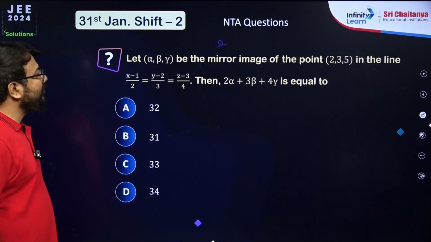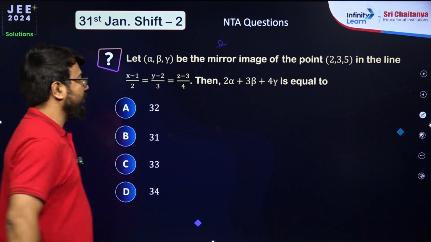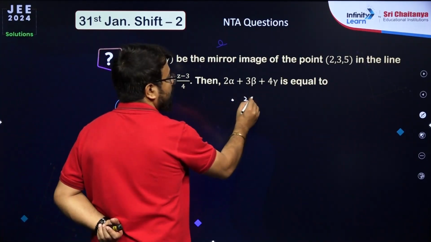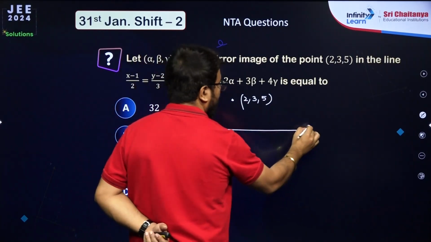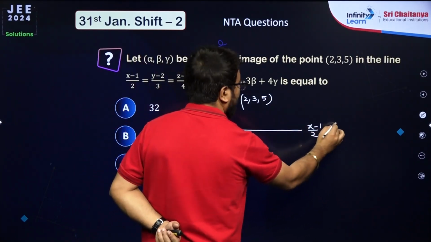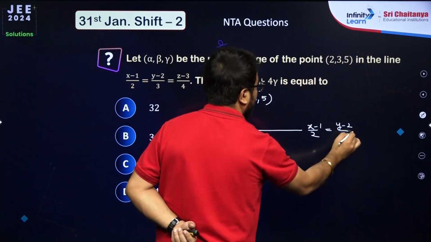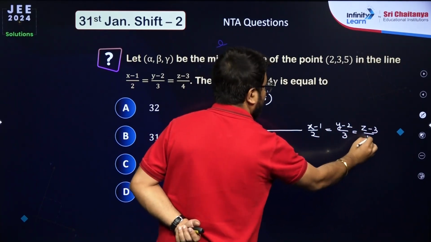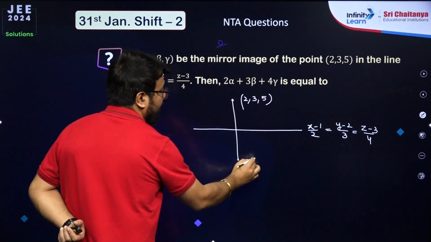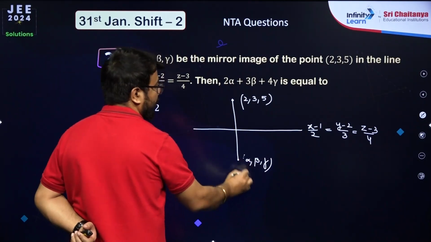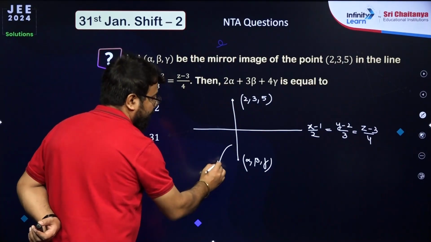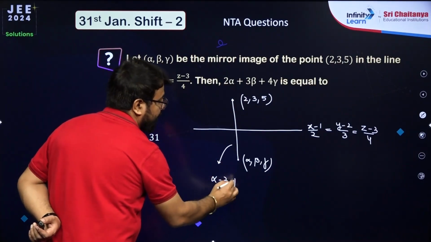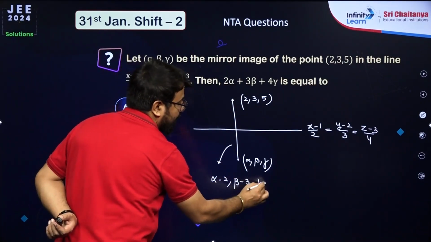Moving ahead to the next: alpha, beta, gamma is the mirror image of this point. Suppose the point is (2, 3, 5) and the line is given to you as (x minus 1) over 2, (y minus 2) over 3, (z minus 3) over 4. And here we have alpha, beta, gamma.